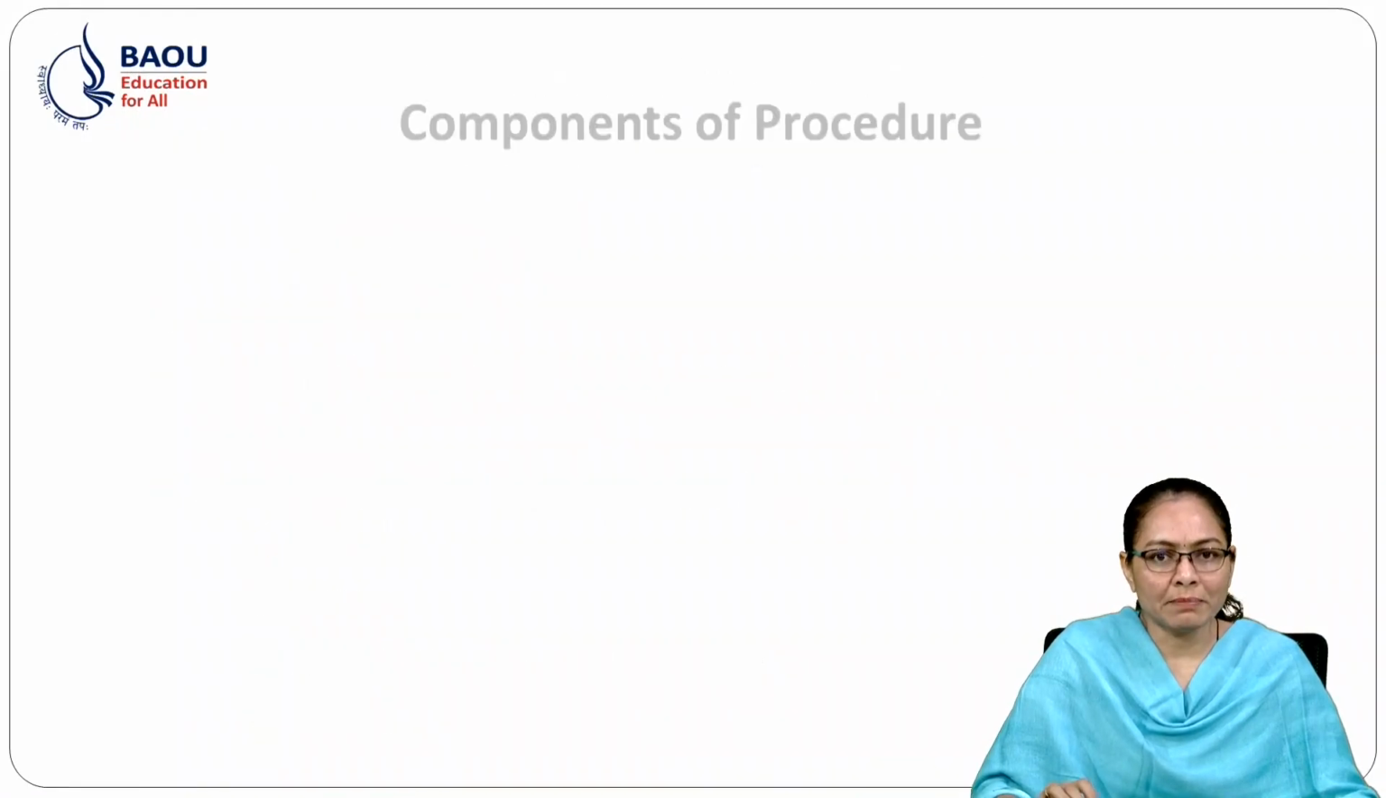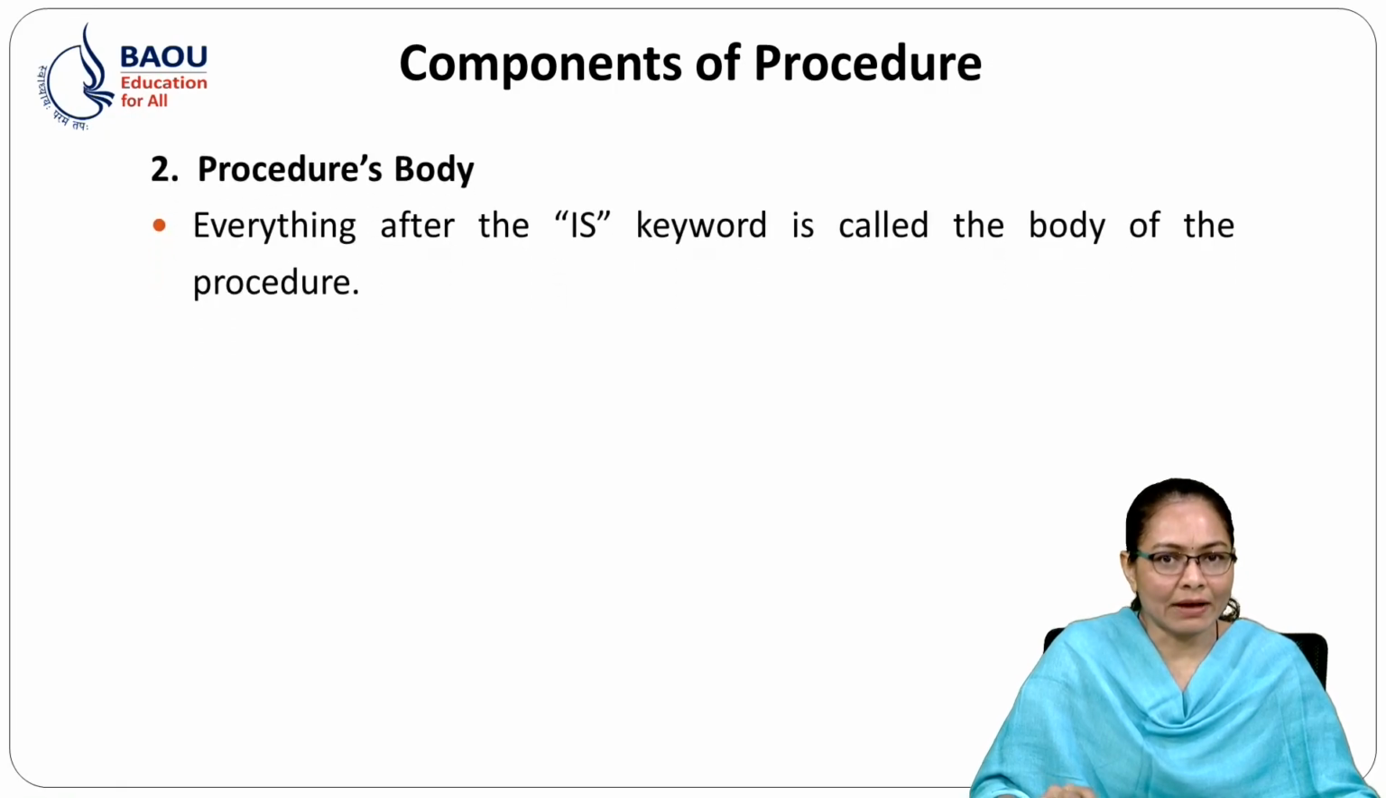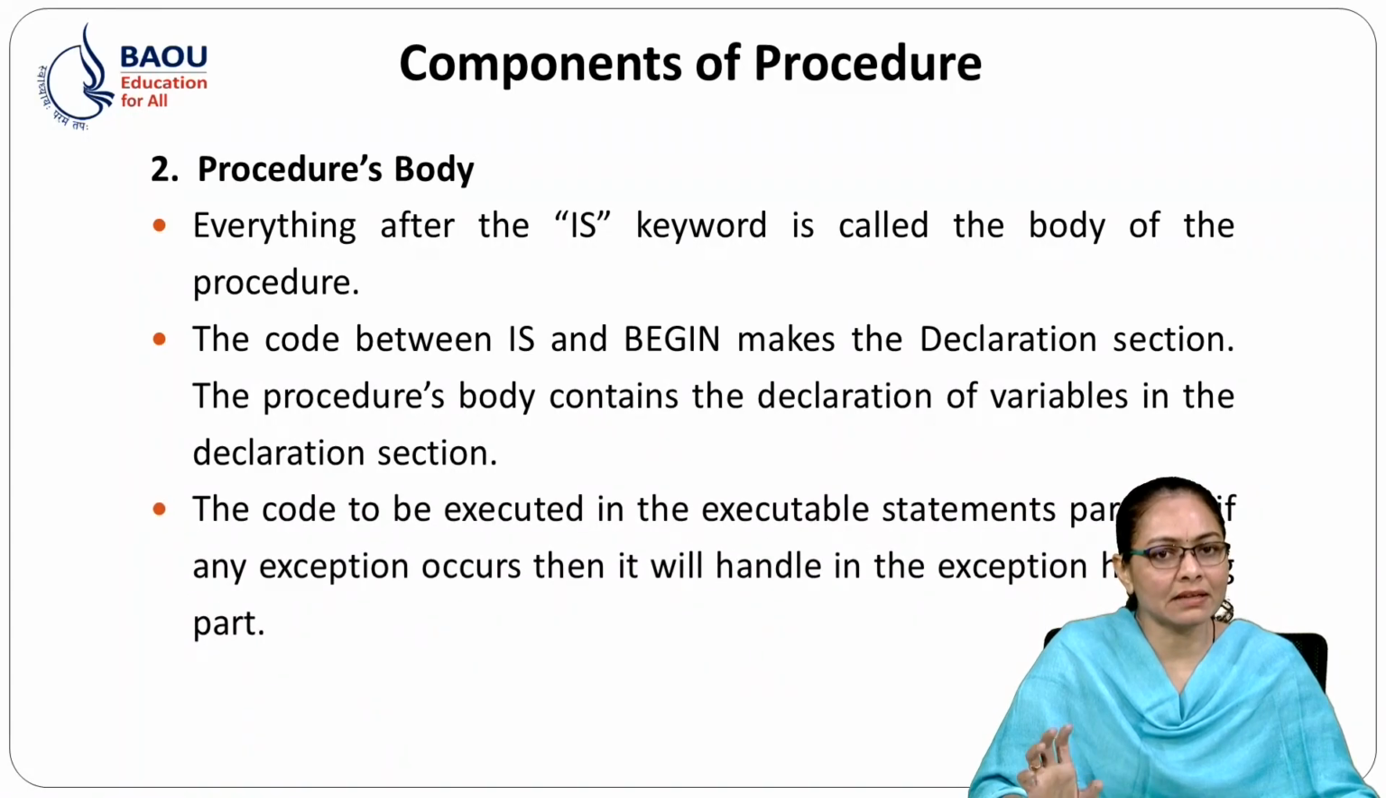Now, what do you mean by procedure body? The procedure body is everything after the IS keyword. I already explained, IS to END keyword, in between it is the procedure body. The code between IS and END makes the declaration section. The procedure body contains the declaration of the variables in the declaration section, the code to be executed in the executable statement part, and if any exception occurs, then it is handled in the exception handling part.